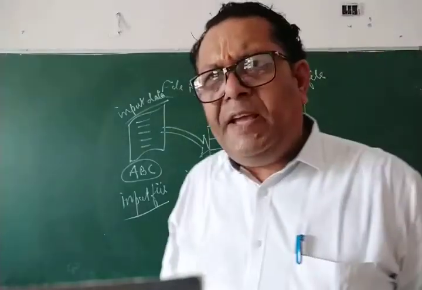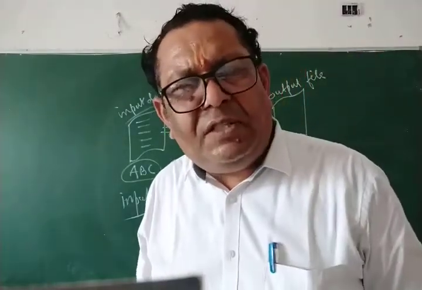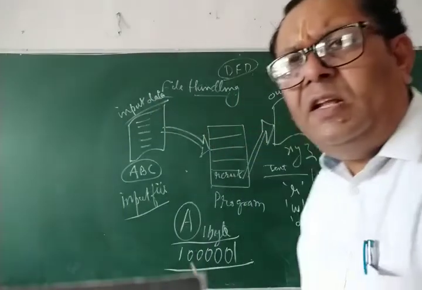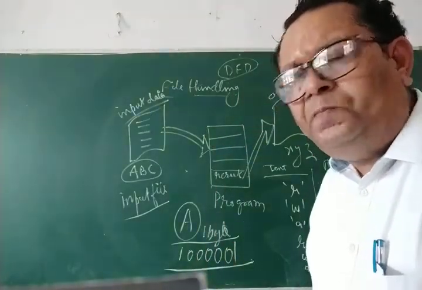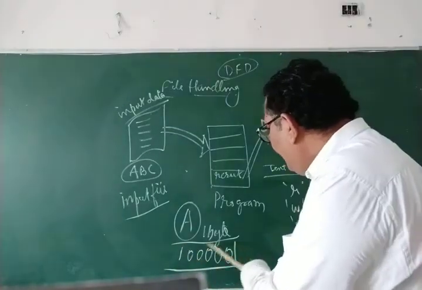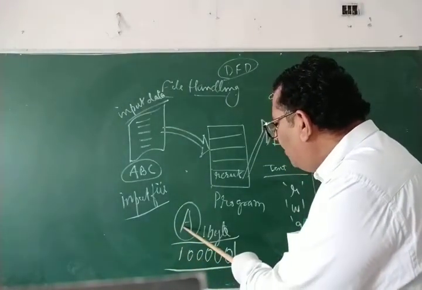Because the ASCII value of A is 65, and when we convert 65 into binary form, you will get 1, 0, 0, 0, 0, 0, 1. So this is the binary form. In this form, the A will be stored in a binary file. In this form, the A will be stored in a text file.